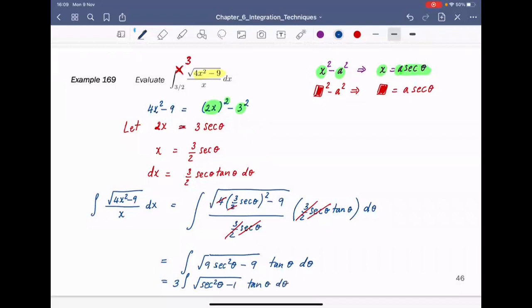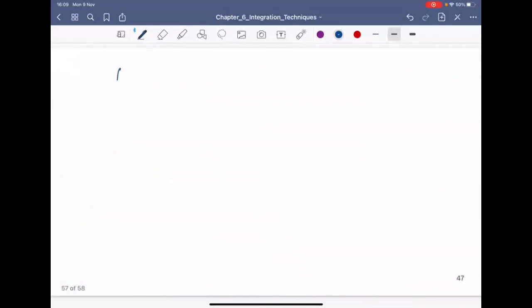What is secant squared minus 1? For sure, this is tangent squared, and then take the absolute value. But let's start by saying square root of tan squared first. I'm gonna carry this to the next page. Integrate the square root of 4x squared minus 9 over x dx. After I do the substitution, we end up with 3 times the integral of absolute tan theta d theta.